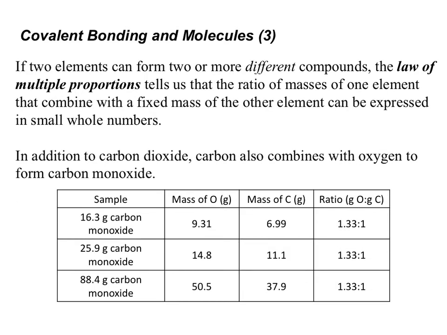If two elements can form two or more different compounds, the law of multiple proportions tells us that the ratio of masses of one element that combine with a fixed mass of the other element can be expressed in small whole numbers. In addition to carbon dioxide, carbon also combines with oxygen to form carbon monoxide. So we can look at this. 16.3 grams of carbon monoxide contains 9.31 grams of oxygen and 6.99 grams of carbon, giving you a ratio of 1.33 to 1 of oxygen to carbon.